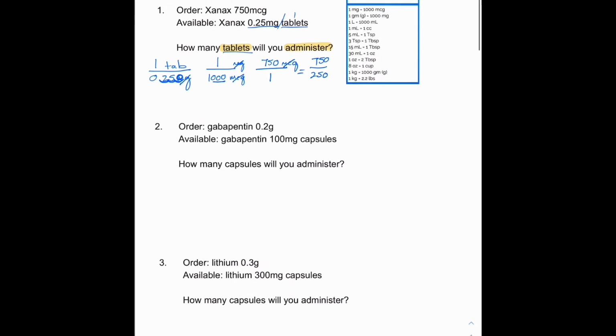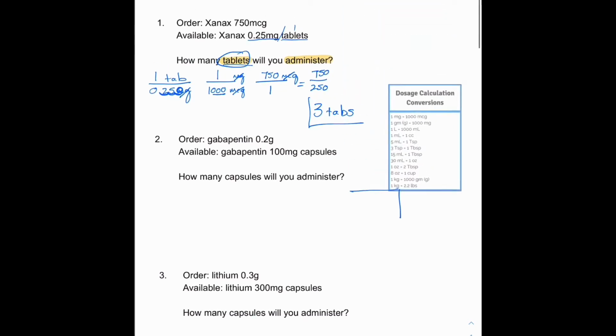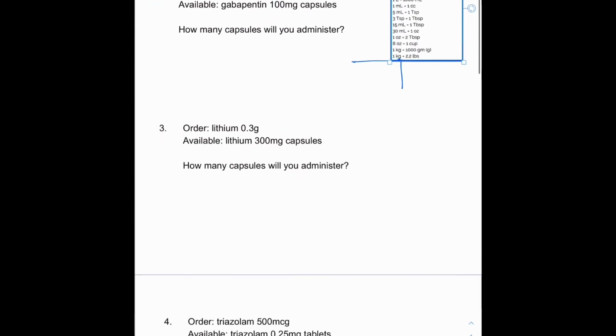So we've got 750 divided by 250, and that is going to equal 3. Okay, 3 what's? 3 tablets or tabs. And that's our answer. Okay, so let's move down here to number 2.